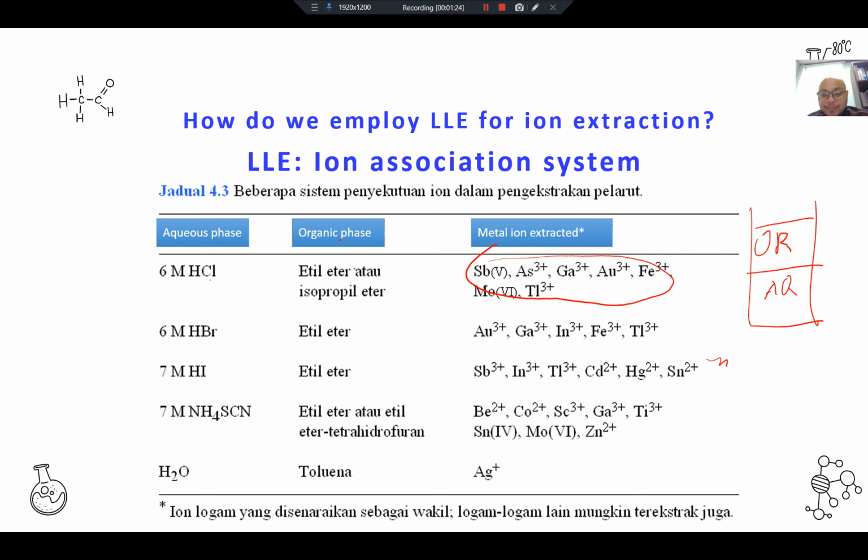Right, so we have a lot over here. For toluene, for silver extraction, you don't need the aqueous phase to be acidic or basic. You can just use H2O, so it's kind of interesting as well. So it's not necessarily only for organic compounds, you can use it for metal ions.